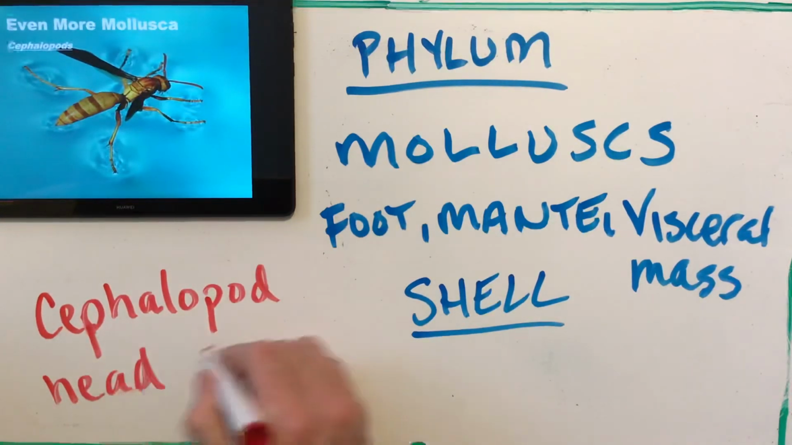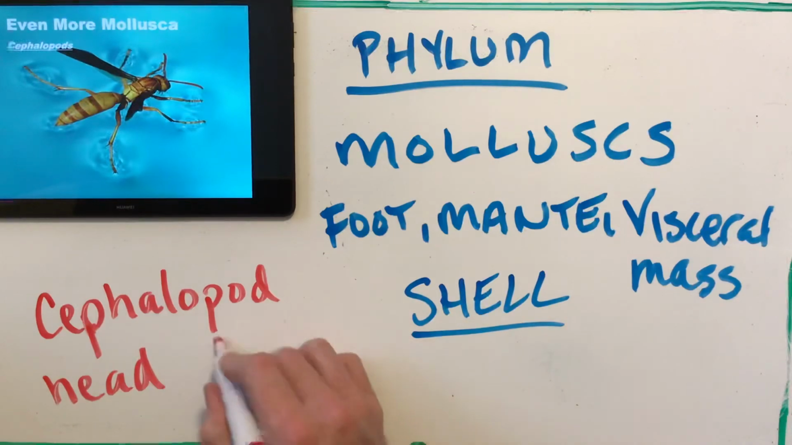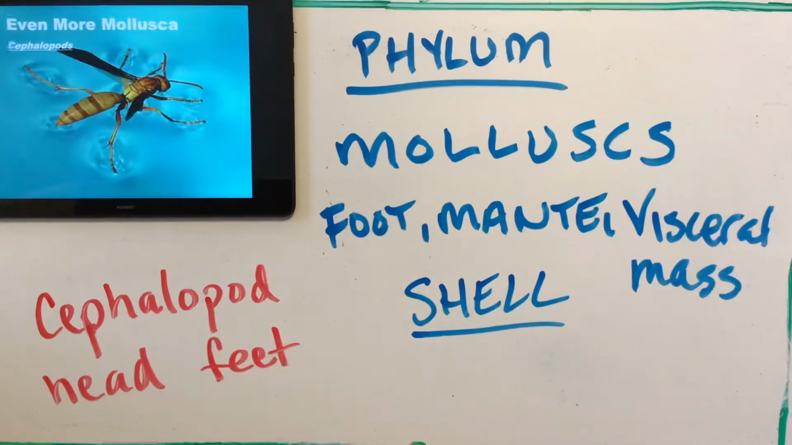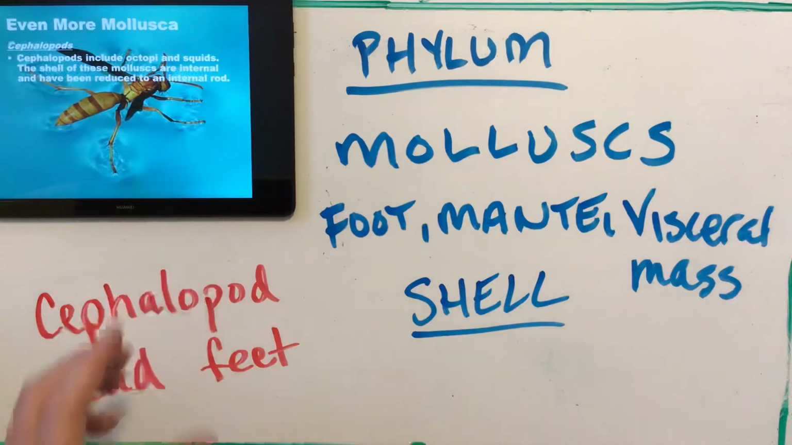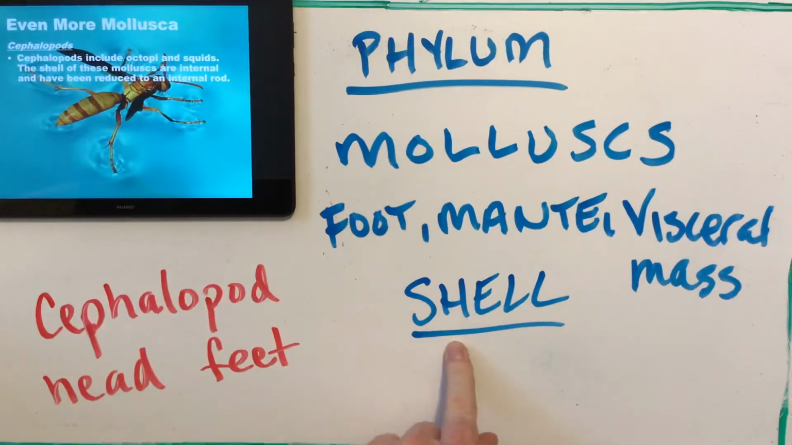Cephalo is head. Poda is feet. A fitting name for an octopus or a squid. It basically looks like a head with a bunch of tentacles or feet coming out of it, right? Now you're thinking, wait a second, where's the shell here? They don't have a shell. Well, not an external one like you see on the other things.